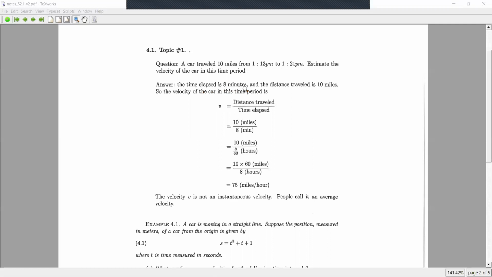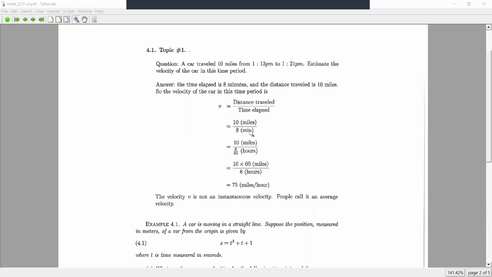How to compute the velocity? The formula to compute the velocity is the distance traveled over the time elapsed. Distance traveled is 10 miles. Time elapsed is 8 minutes. So this is the velocity of the car in that time period.